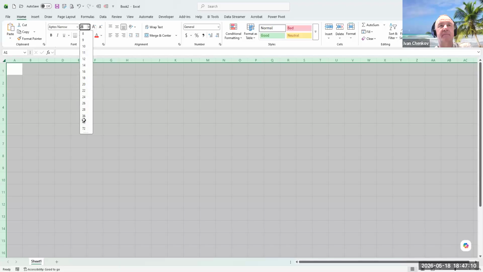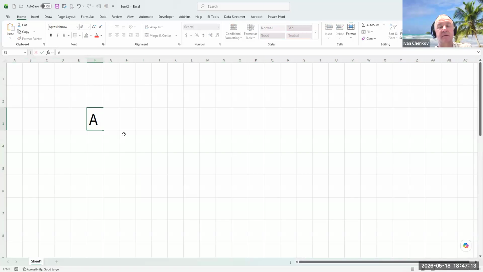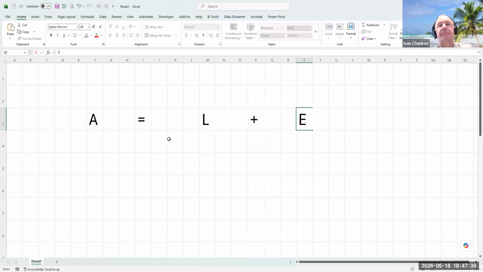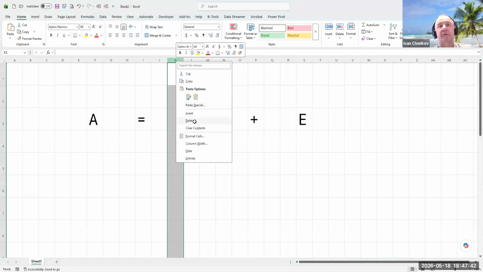Everything starts with the basic accounting equation. If you remember it from the last time, the basic accounting equation, let's make it even bigger, is assets are equal to liability plus equity. Leave some space between those two, and equity here. So that's the basic accounting equation. We already know that.